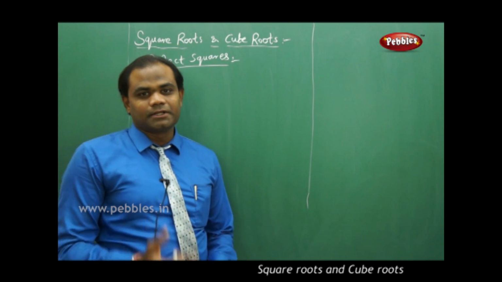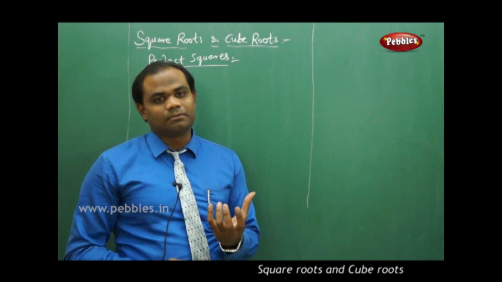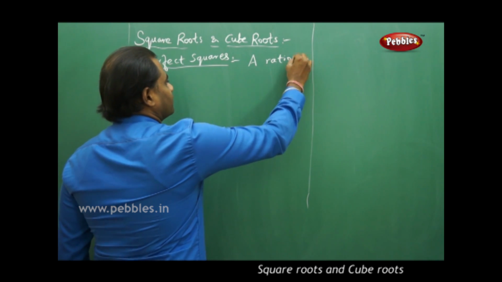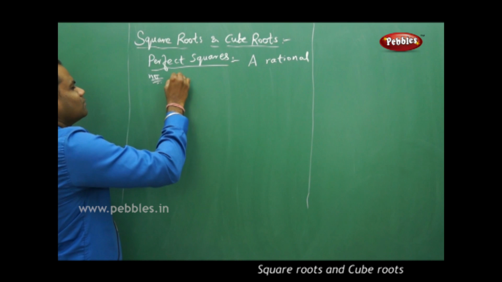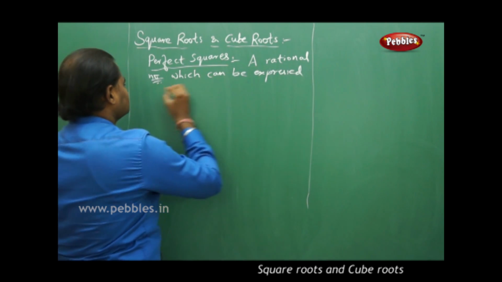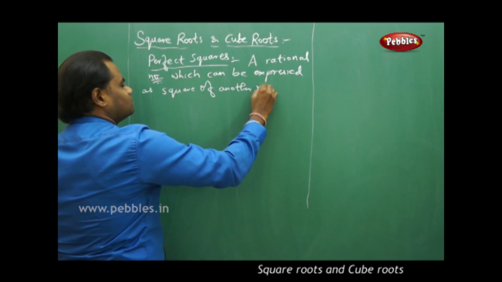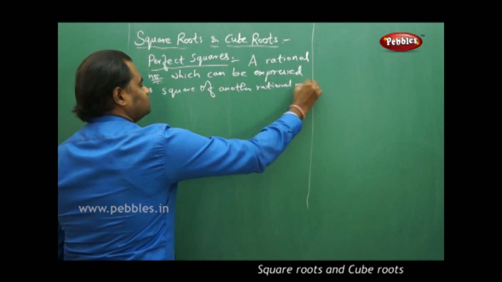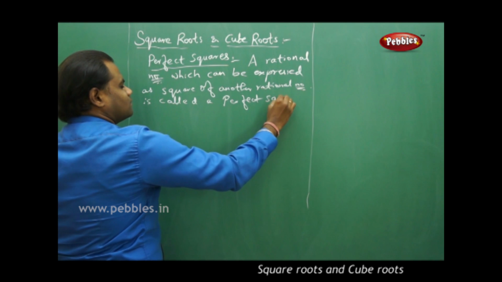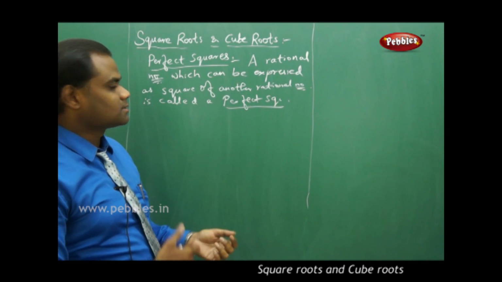If I can express any rational number as a square of another rational number, then that rational number is called a perfect square. A rational number which can be expressed as square of another rational number is called a perfect square. So a perfect square is a rational number which can be expressed as a square of another rational number.